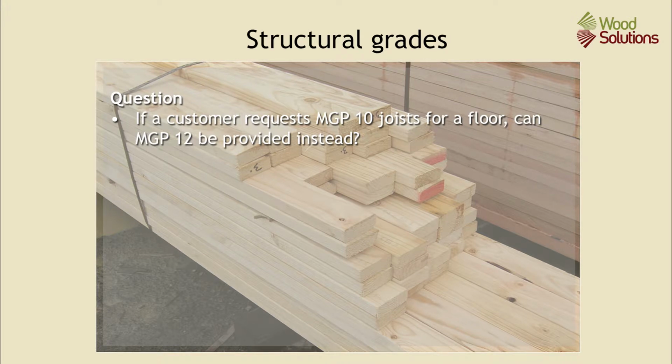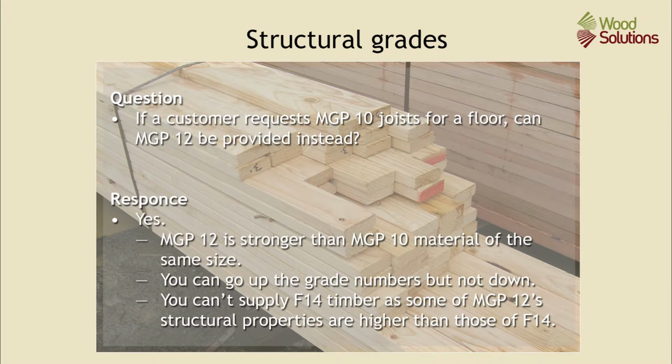So working from these basic points, let's work through some scenarios of what customers may ask to order. If a customer requests an MGP 10 joist for a floor, can MGP 12 be provided instead? Yes, it can, because MGP 12 is stronger than MGP 10 material of the same size. If the situation was reversed and they asked for MGP 12, you can't provide MGP 10. You can go up the grade numbers but not down.